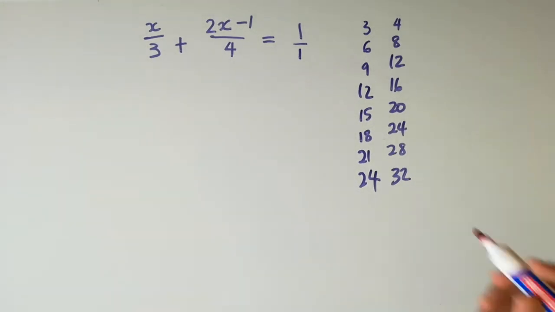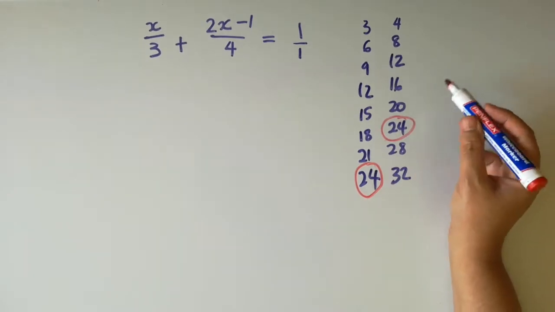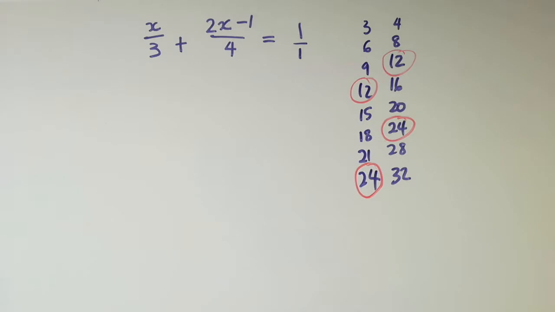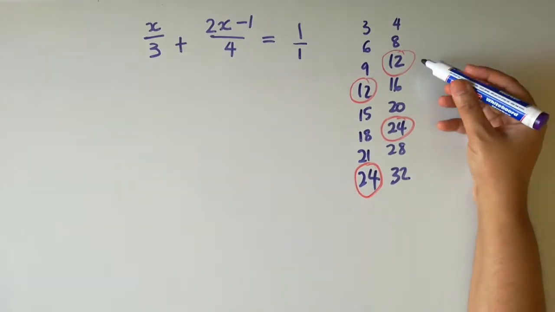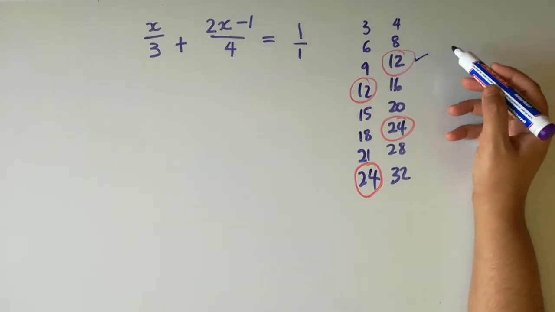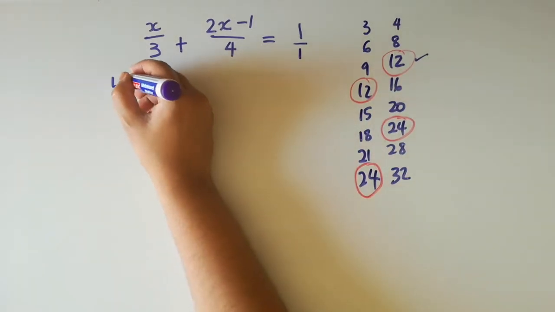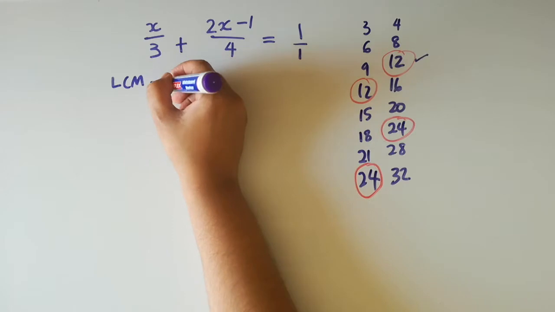So as we can see, we have a 24 that is common, and we have a 12 that is common. Now LCD or LCM refers to the lowest common multiple or lowest common denominator. So even though we have two numbers that are the same here, we're going to take the one that's lower, which is 12. So I'm going to write here LCM, lowest common multiple, is equal to 12.